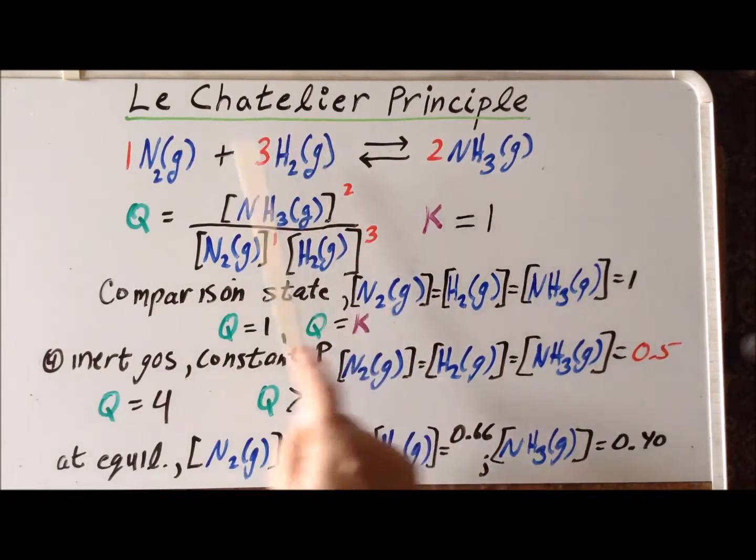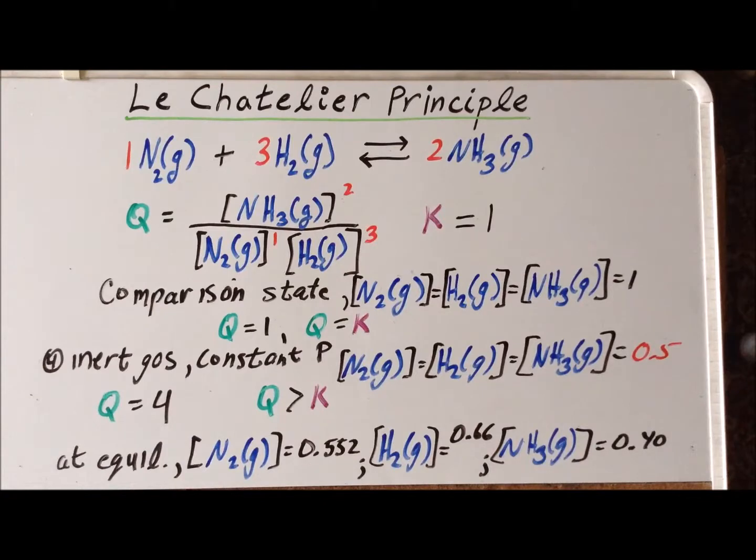Eventually, the system will move left far enough that we will again achieve a new equilibrium. When we get to that point, the concentration of nitrogen now will be 0.552, the concentration of hydrogen will be 0.66, and the concentration of ammonia will be 0.4. So notice that the concentrations of nitrogen and hydrogen are greater than 0.5, and the concentration of the ammonia went from 0.5 to 0.4, all of which is consistent with a system moving from right to left.